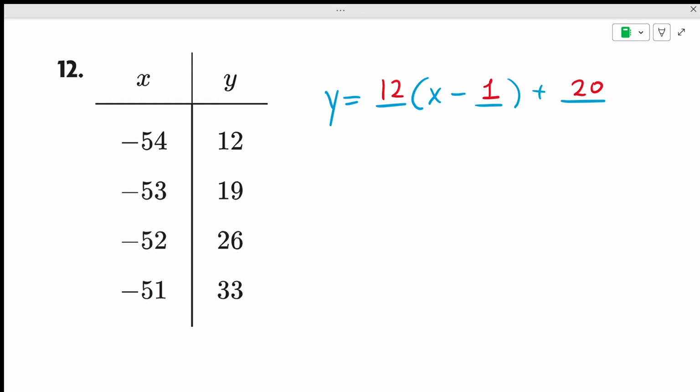12 times, now a lot of times we'd write n minus 1 instead of x minus 1, but now that we're transitioning from patterns into functions, we like to use x instead of n. But it just means that the first number is 20. And the zero at the start, the slope is 12, or the common difference.